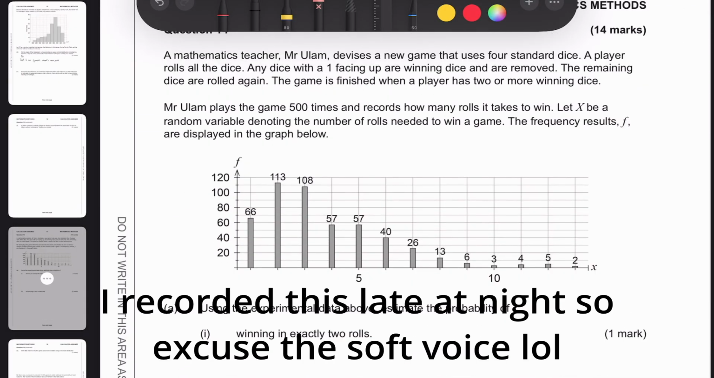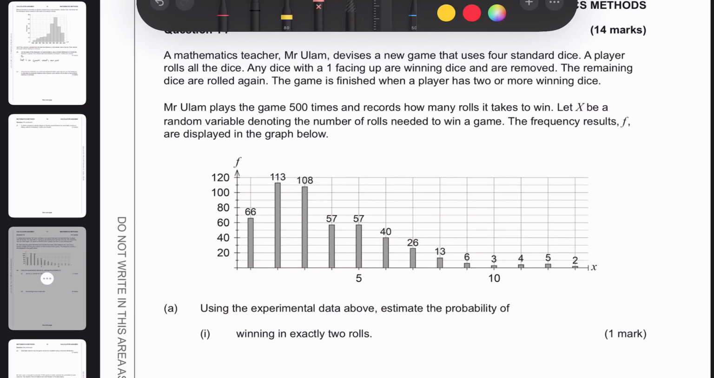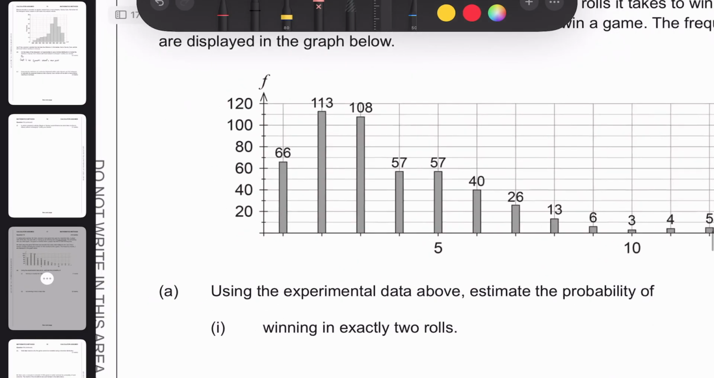Next question. Mathematics teacher Mr. Ulam provides a new game. He uses standard dice, 4 of them. Rolls the dice, any dice of 1 facing up is a winning dice, and then is removed. The remaining dice are rolled again. Game is finished when a player has 2 or more winning dice. Game played 500 times, recording how many rolls it takes to win a game. Let X be a random frequency results displayed below using experimental data above. Estimate the probability of winning in exactly 2 rolls.